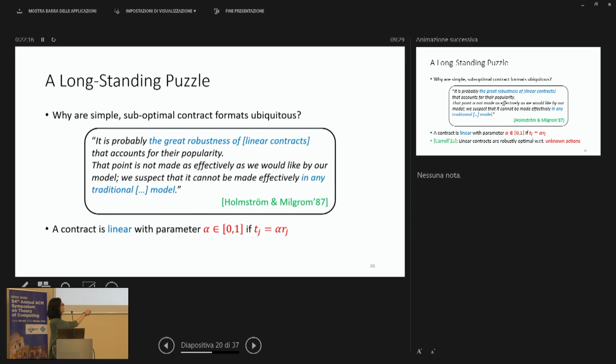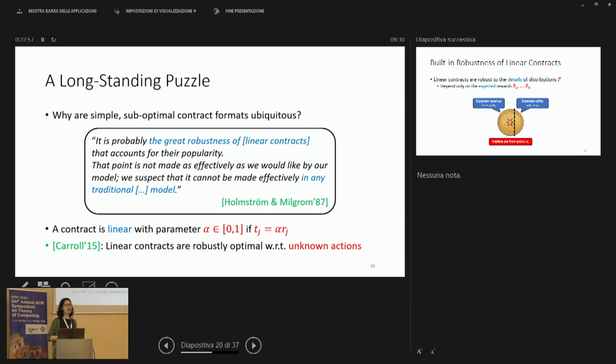A contract is linear if it's just determined by a single parameter alpha, which is between 0 and 1. The principal tells the agent, if you get me reward of r_j, I will pay you alpha r_j. So if alpha is half, the principal is telling the agent, I give you half of whatever reward you get from me. Very natural contract. It's intuitively clear that this is going to somehow align the incentives between the principal and the agent, but it's suboptimal. We saw the complex example. It can be very far from optimal in certain settings.